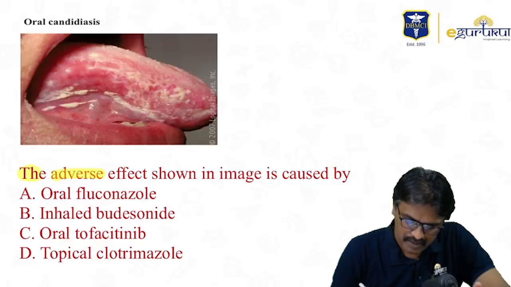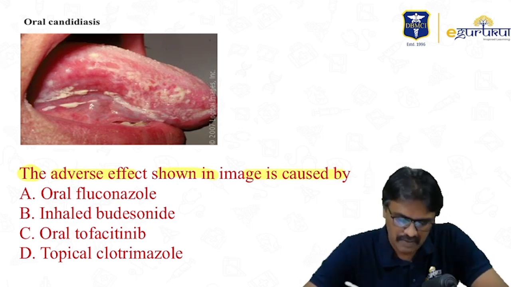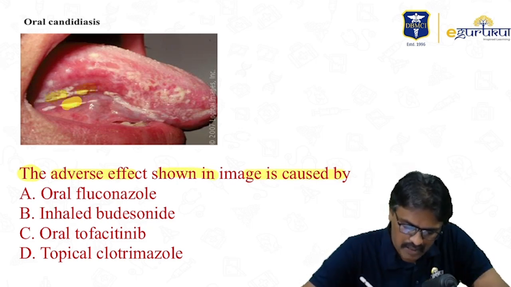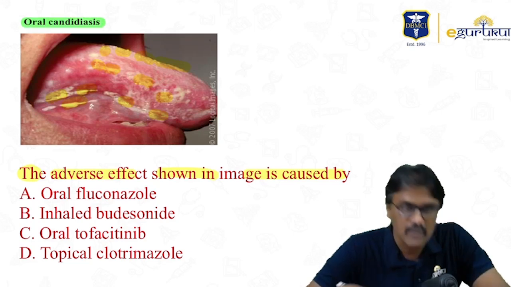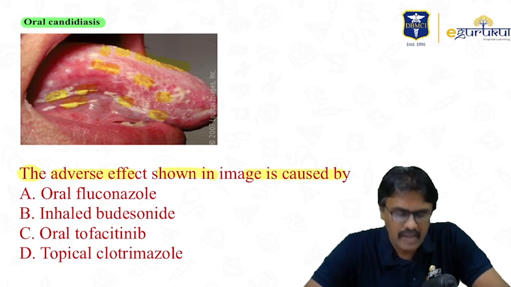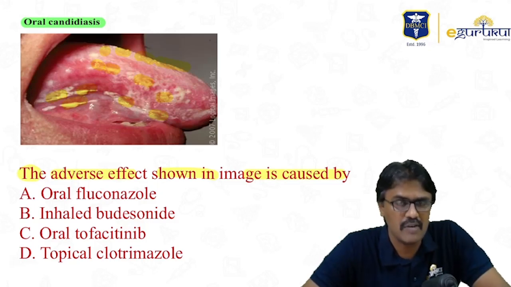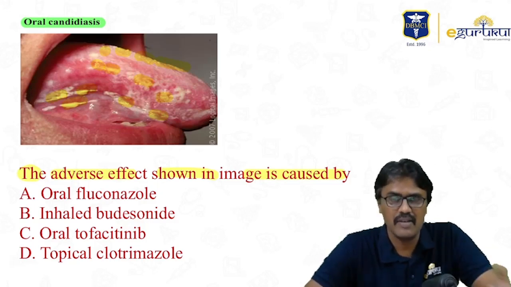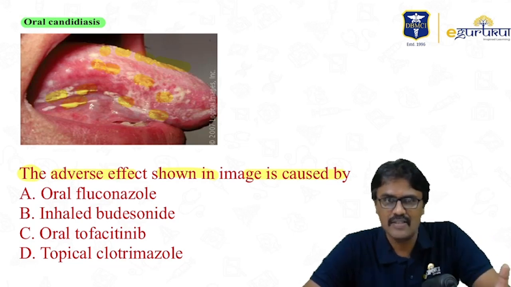The adverse effect shown in the image is caused by. Now what is this adverse effect? You can see that there are whitish patches on the tongue. To make it easy, I have given the diagnosis also. It's a case of oral candidiasis. Now, in COVID-19 we are seeing all the opportunistic fungal infections. We have seen the black fungus, white fungus, whatever the common people call it. Now, this is candidiasis, called oral candidiasis.